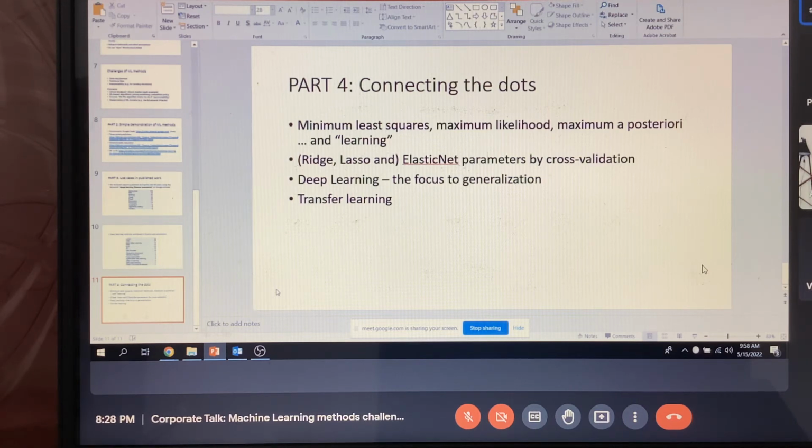The focus in machine learning and deep learning is generalizing. How well do you generalize? Because mathematically you can minimize the loss function, minimize the error to close to zero, so it will learn perfectly, 99.99% accuracy. But how well do we generalize?